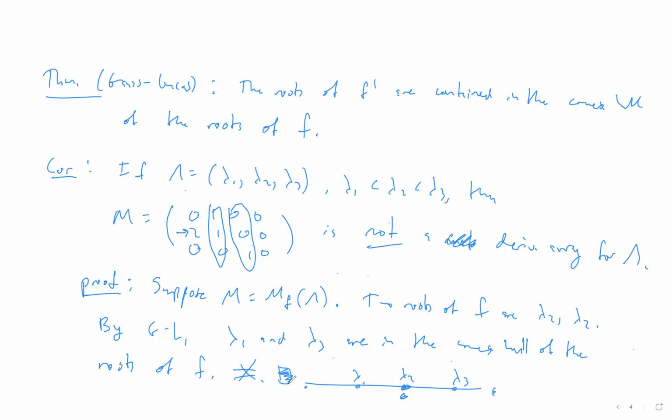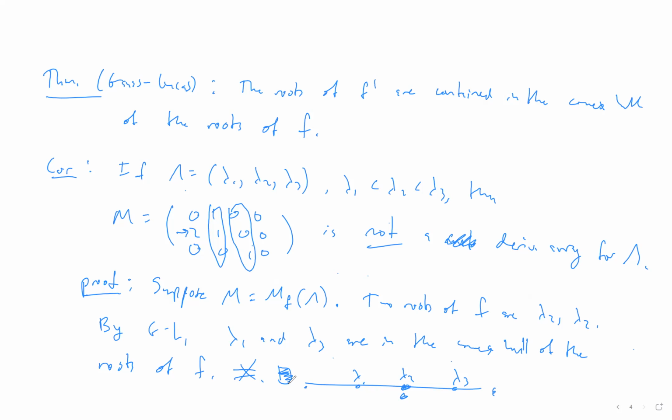So I think that it's probably also possible to prove directly using Descartes' rule of signs or something like that that this matrix M is not going to be a derivative array. But this Gauss-Lucas argument is certainly much shorter and simpler than anything else you'd have to do, like getting your hands really dirty with computations.